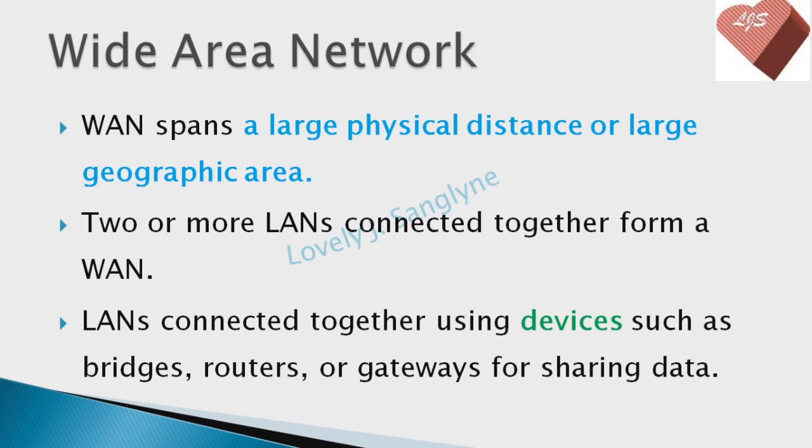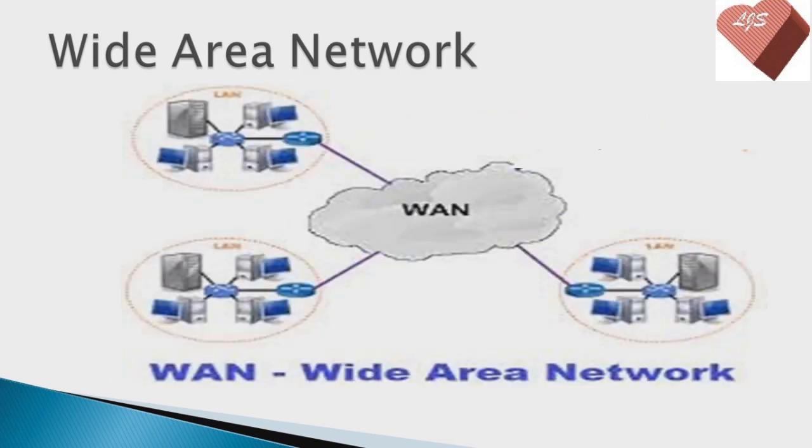The type of network which is larger than the LAN as well as the MAN is a wide area network, or WAN. A WAN spans a large physical distance or geographic area such as a district, state or country. WANs often connect multiple smaller networks such as local area networks or metropolitan area networks. The internet is one example of a WAN, which spans the earth.